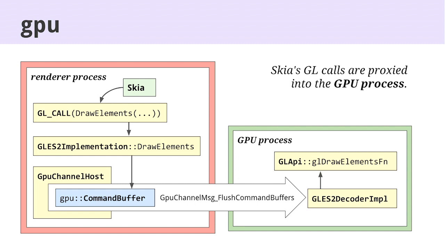The GPU process exists for a couple of reasons. One is that we need to escape the renderer sandbox, like I mentioned. The other is that graphics drivers that OpenGL uses are often unstable or have security vulnerabilities. Isolating GL in the GPU process gives us some protection from that. Like if the GPU process crashes, the browser can start it back up again.